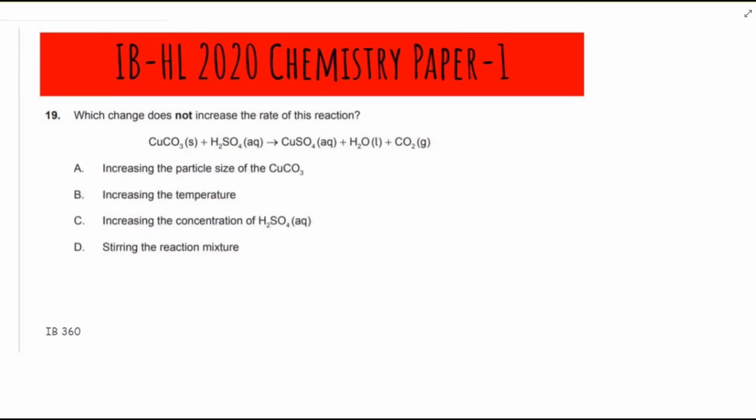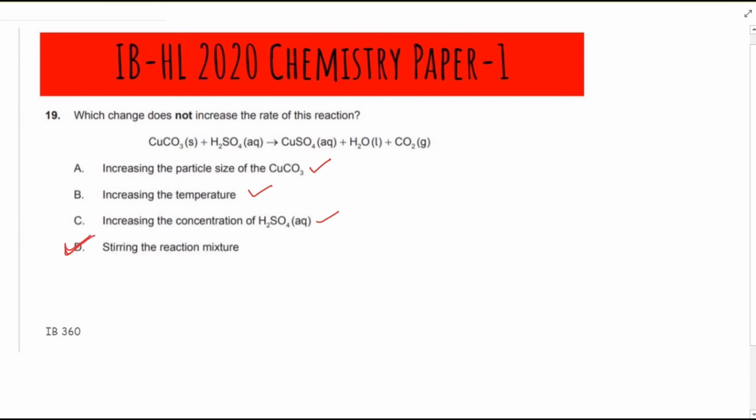Now question 19 is kind of an informative question, but we can solve it very easily. In this question we need to answer which change does not increase the rate of reaction. We all know that an increase in temperature will obviously increase the rate of any reaction, because the rate constant will increase. Increasing the concentration of H2SO4, increasing the reactant concentration, will also increase the rate of this reaction. And also, if we increase the particle size of CuCO3, it will also result in an increase in the rate of reaction. So just stirring the reaction mixture will not cause any change in the rate of reaction.